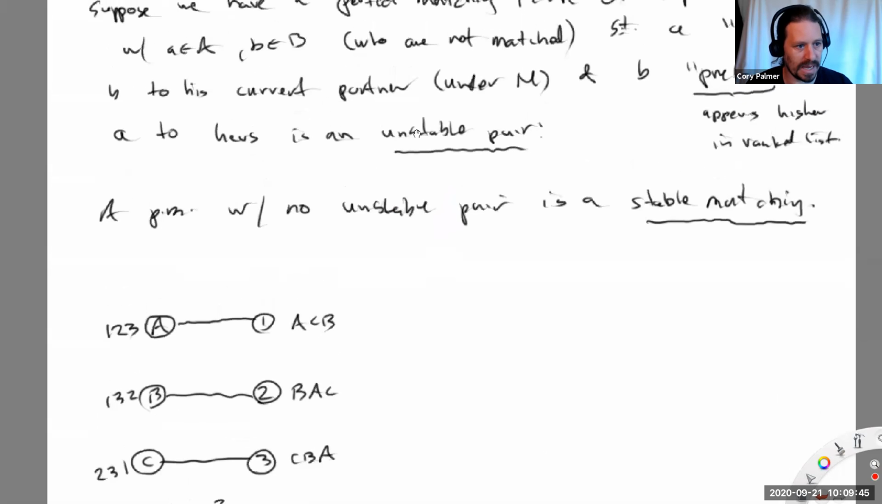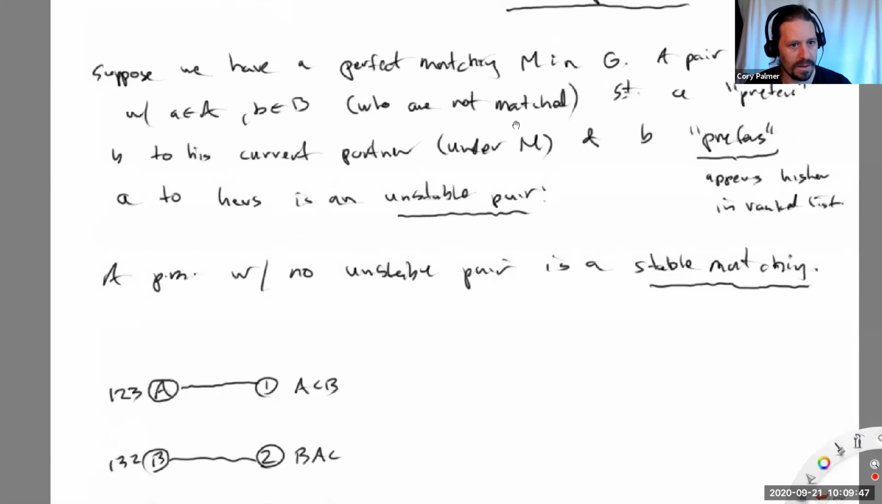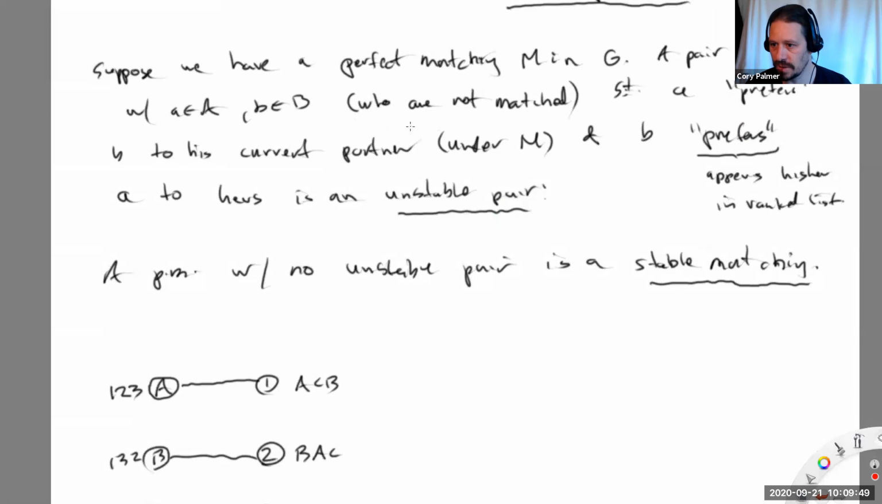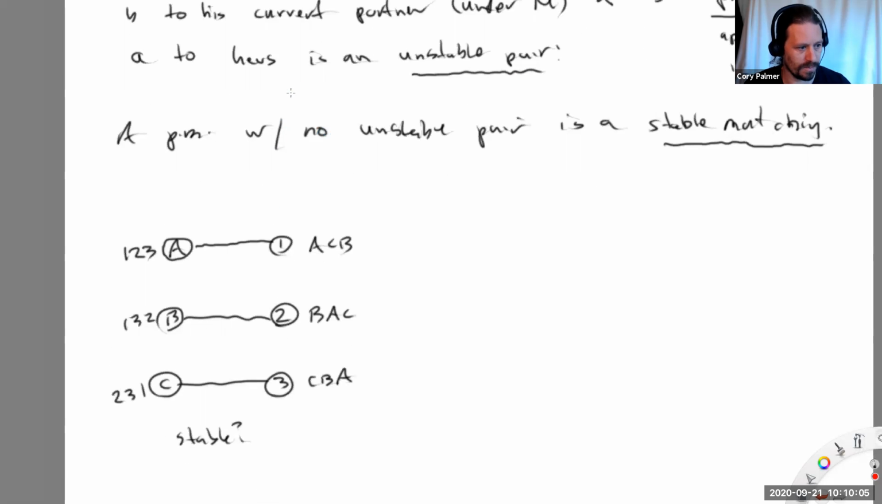Now, remember, an unstable pair is a pair A, B who are not matched to each other. They're people that would swap to get to a better relationship. So in principle, if you have a really big bipartite graph, you're going to have to check all the edges, all the non-edges, so all the things that are not matched. So there's a lot of things to check. Even here, it's going to be a headache, but fortunately we can rule out a couple things first.